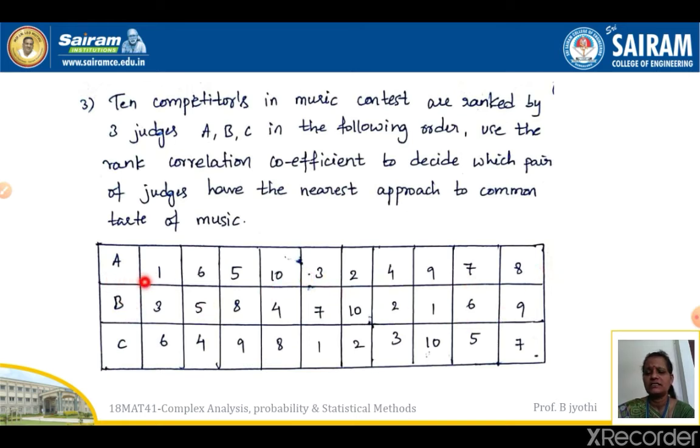Judge A has given the ranks like 1, 6, 5, 10 like this, whereas Judge B has given 3, 5, 8, 4, 7, 10, 2, 1, 6, 9. C has given 6, 4, 9, 8, 1, 2, 3, 10, 5 and 7. Here, instead of 2 comparisons, we have a 3-way comparison, and we need to find out which 2 judges have the nearest approach to common taste of music, whether it is A and B, or B and C, or A and C.